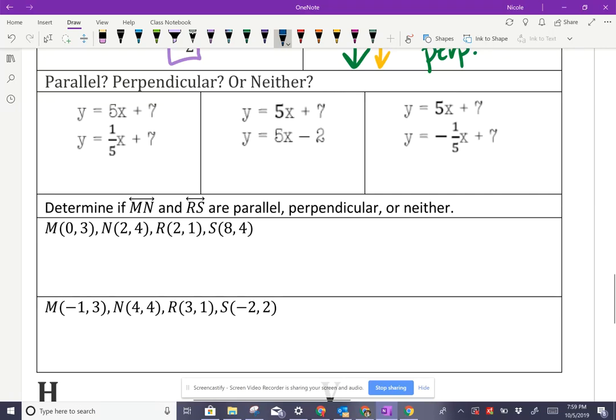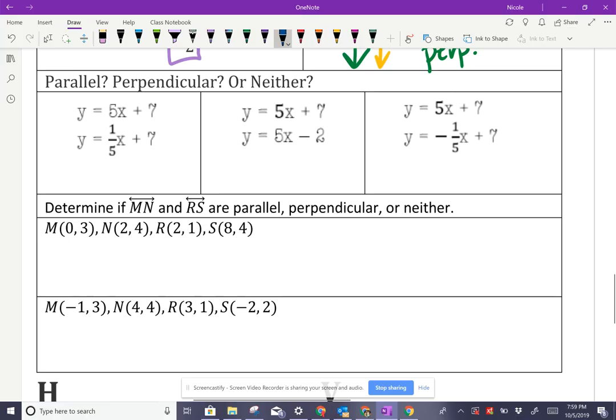All right, so let's examine a few more examples just to see, are they parallel? Are they perpendicular? Are they neither? So remember, if they are parallel, their slopes have to be identical. So looking at my first example here, y equals 5x plus 7, and y equals 1 over 5x plus 7. So they're definitely not parallel because they're not the same.